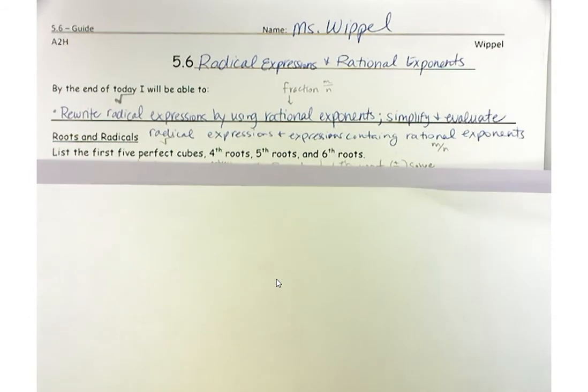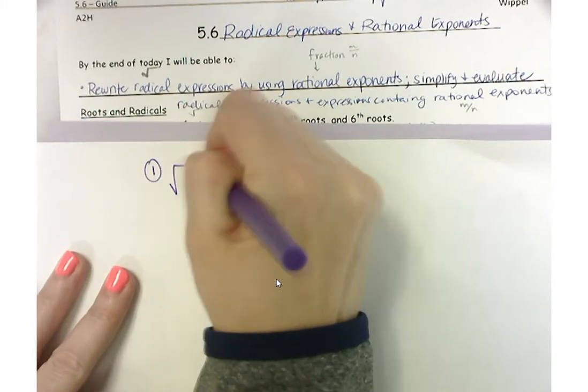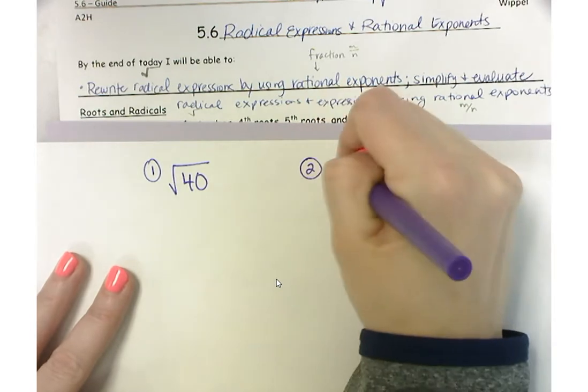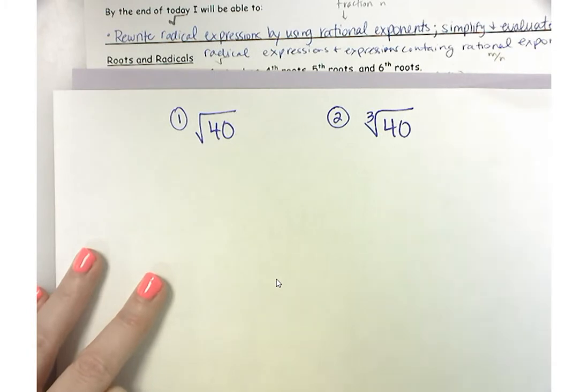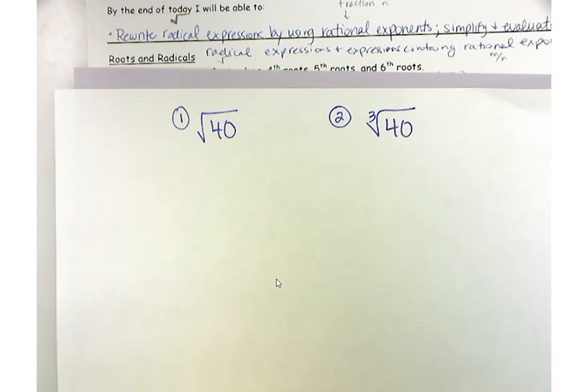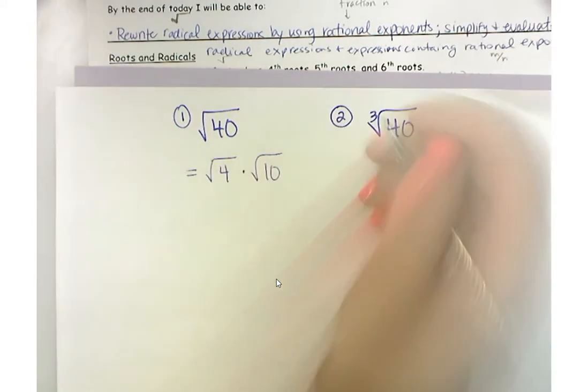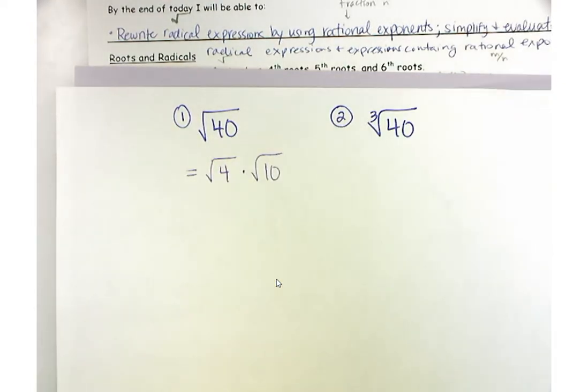So what I asked you to do is simplify the square root of 40 and the cube root of 40. So when we approach this, Alyssa, what's the first thing that we're looking for? Okay, and why would you want to split it into the square root of 4 times the square root of 10? Because then you can take the square root of 4, which is 2, and then 2 times the square root of 10.